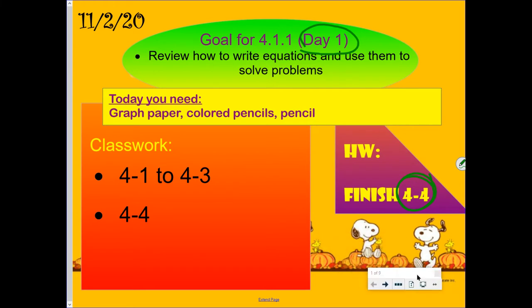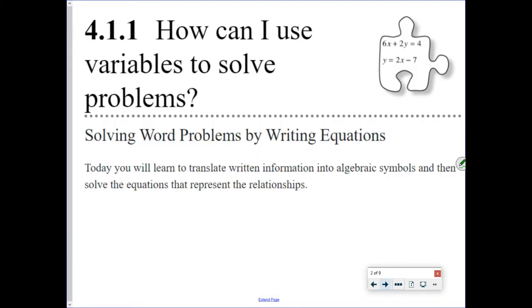And then on Tuesday, there's no school, okay? And then Wednesday, we will finish lesson 4.1.1, and we'll summarize the review preview. We'll combine it into 1 day. Got it? So 4.1.1, how can I use variables to solve problems? Solving word problems by writing equations.